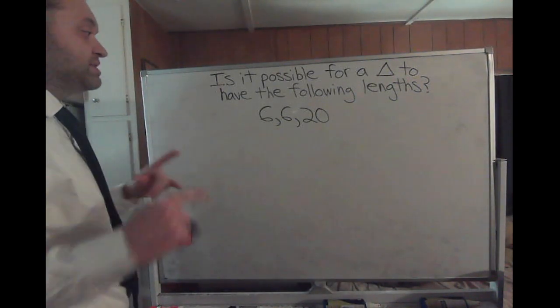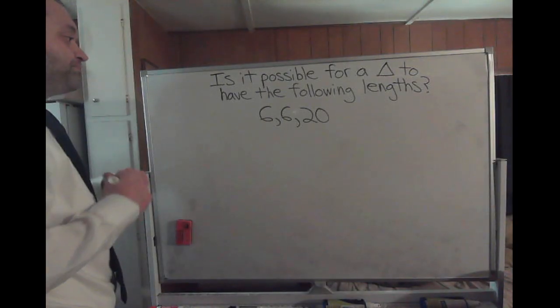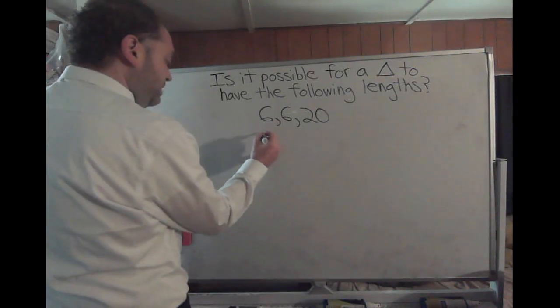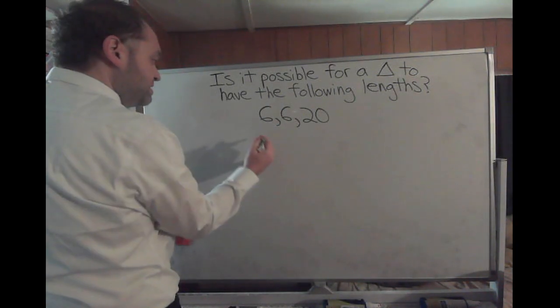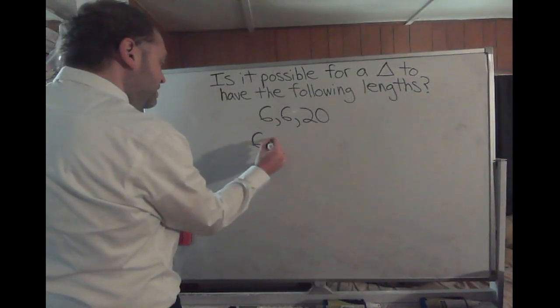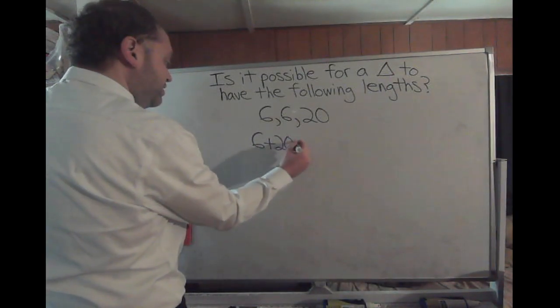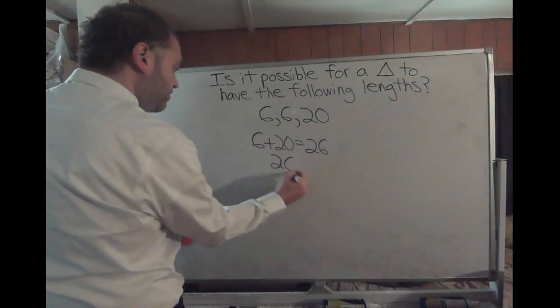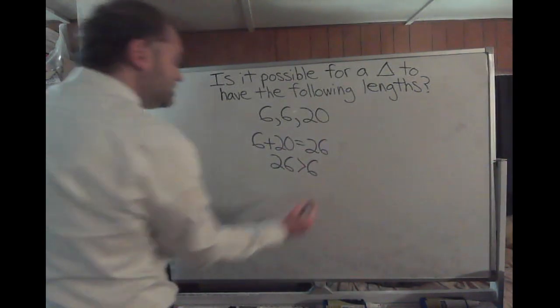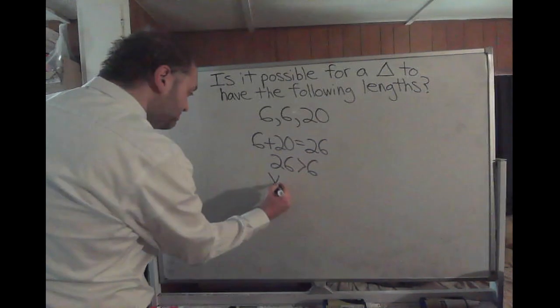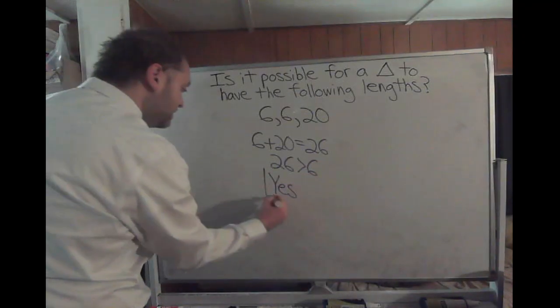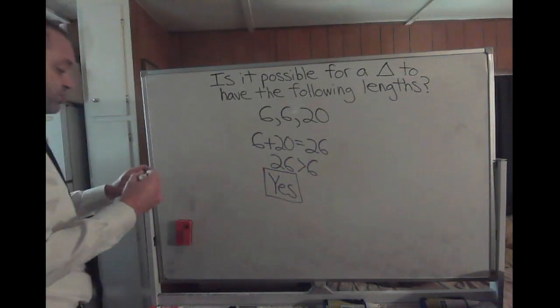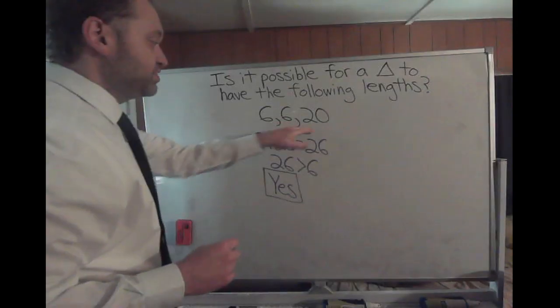But you've got to think outside the box a little bit. What if we took 6 plus 20? Sometimes these won't always be in numerical order. If you take 6 plus 20, you would get 26, right? Well, 26 is greater than 6. So actually, yes, it is possible. It's entirely possible to have a triangle with side lengths 6, 6, and 20.